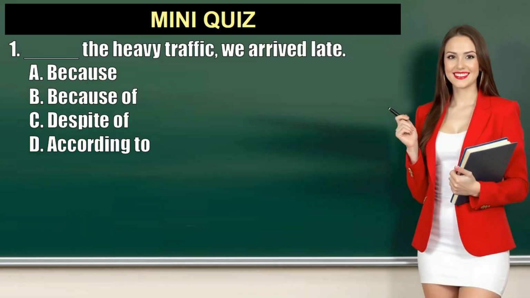Now let's test your understanding. Read carefully. Question 1. The heavy traffic, we arrived late. A. Because. B. Because of. C. Despite of. D. According to. Think carefully.